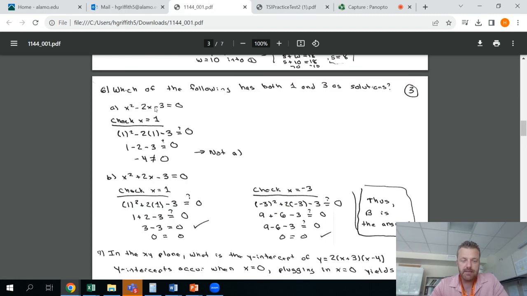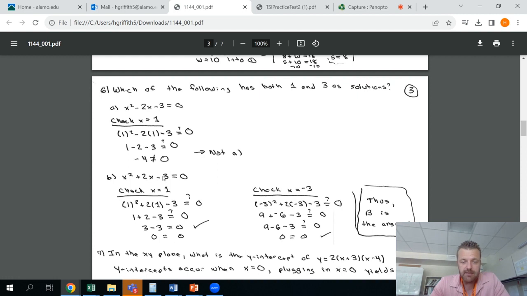So here, x squared minus 2x minus 3 was option A. I'm going to check it when x is equal to 1. If I plug in a 1, I get 1 squared minus 2 times 1 minus 3, and what I'm asking is, is that equal to 0? So if this checks out, then 1 is a solution to this equation, and I'll move on and check negative 3. So let's do the arithmetic. 1 minus 2 minus 3, that's going to be minus 4. That is not equal to 0. So 1 is not a solution of equation A, so clearly it can't be the answer to this problem. Even 1 didn't work, so right away we can move on to B.